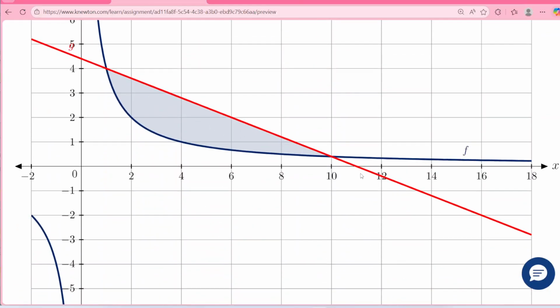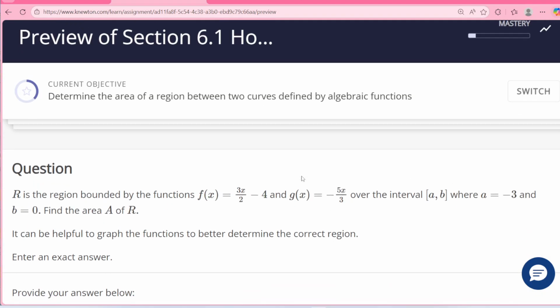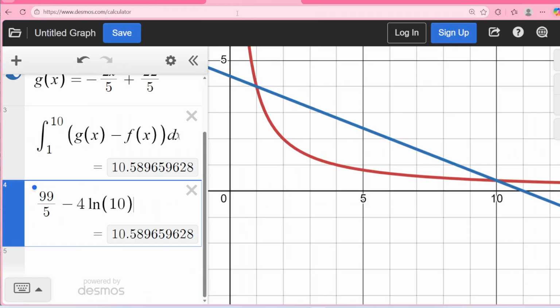Same thing, drawing the picture there of the area. So here they just give us 2 lines, and they give us an interval. So again, I'll draw these and we'll put up x equals negative 3 and x equals 0, and we'll get an idea for the region in question.